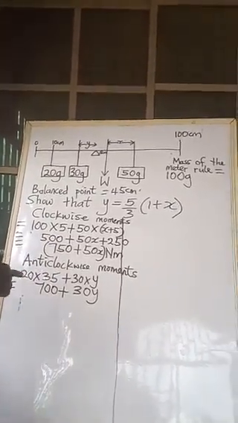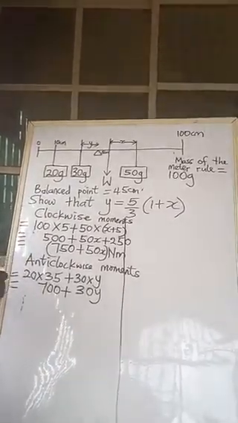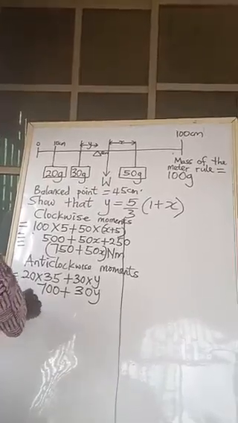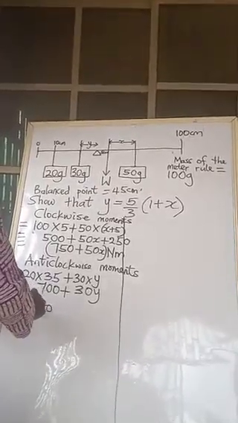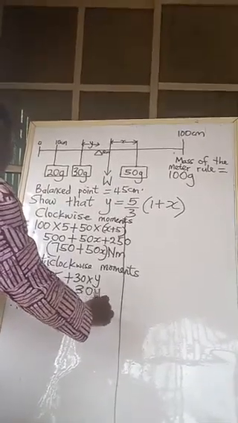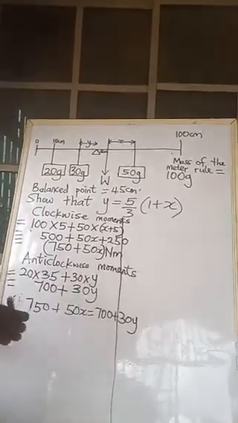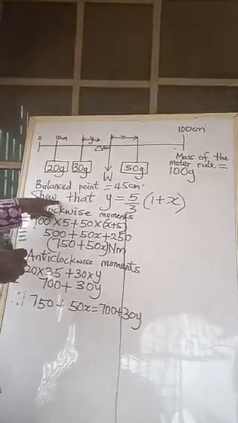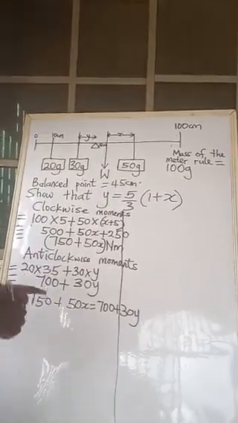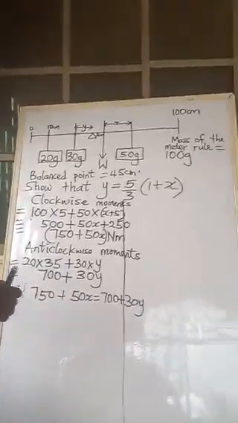Now we want to apply that principle of moment that states that the total sum of clockwise moments is equal to the total sum of anticlockwise moments. So therefore, 750 plus 50x is the same thing as 700 plus 30y. But this is what you are asked to show. You want to show that y is equal to 5/3 bracket 1 plus x. So that means you are going to make y the subject of the formula of this equation.